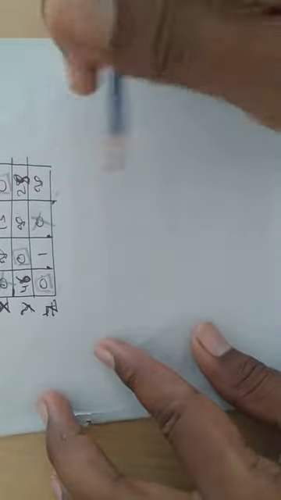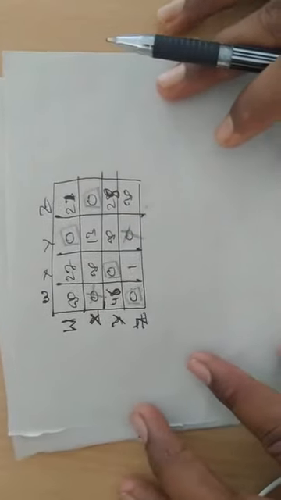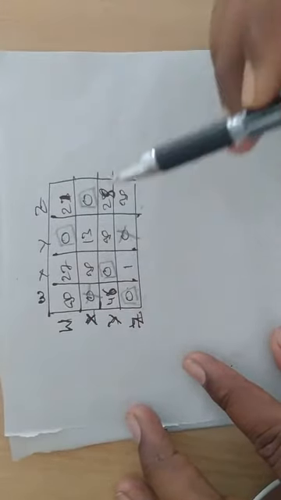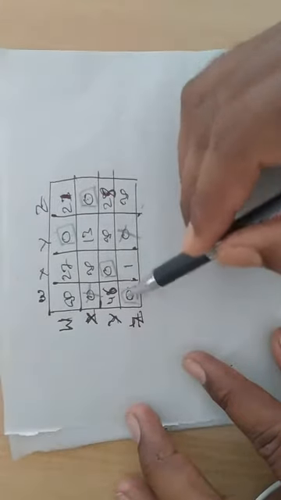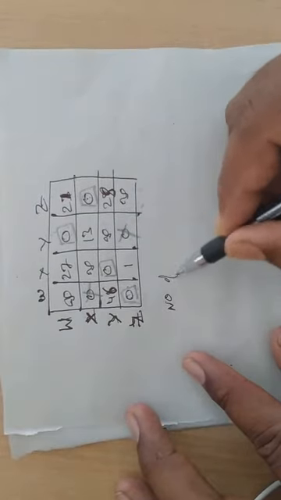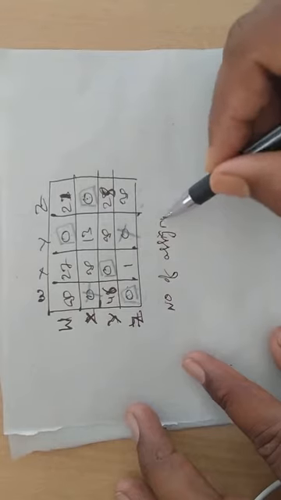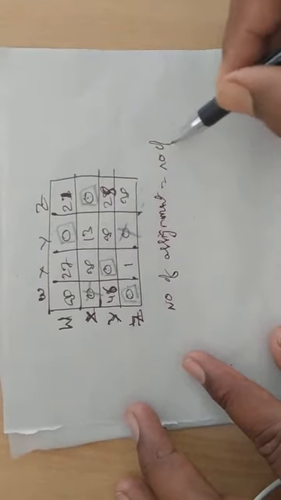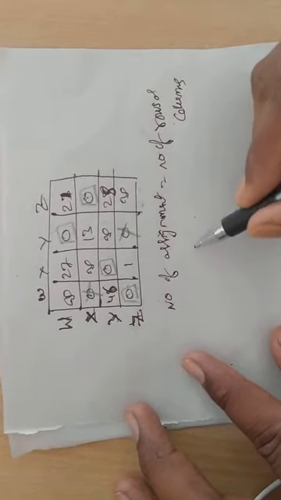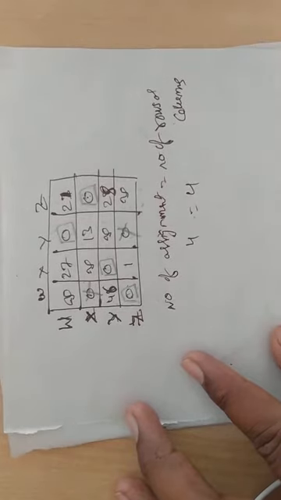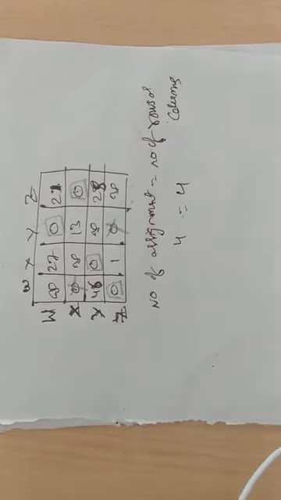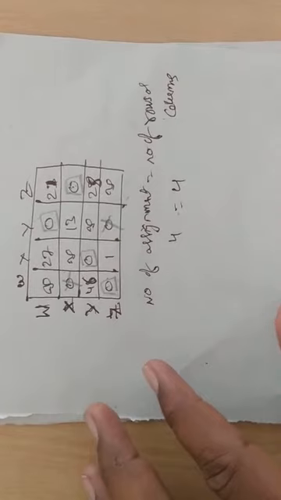Now count the number of assignments. 1, 2, 3, 4. The number of assignments is 4. Here we got the equality, that is, the number of assignments is equal to the number of rows or columns. After getting the equality, we have to count the minimum distance.